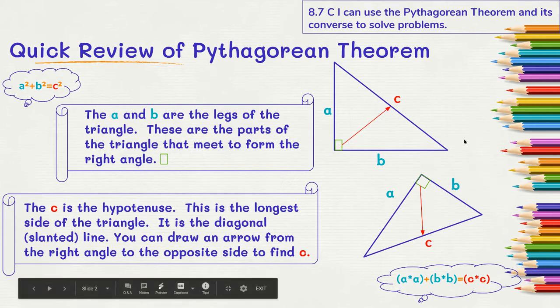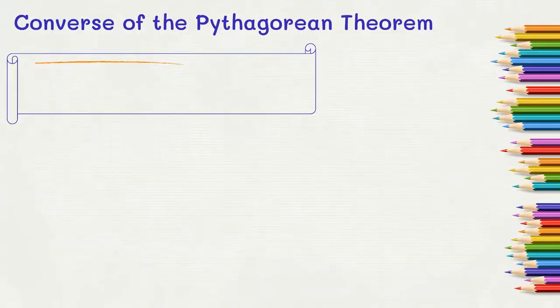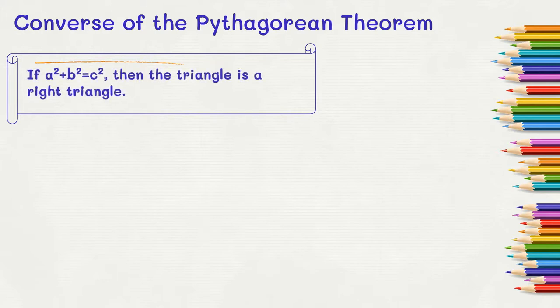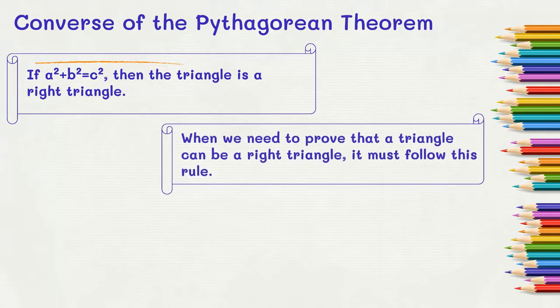So our Pythagorean theorem, we're looking at a times a, because a squared, plus b times b, equals c times c. And so that's something that we'll use when we're trying to work with the converse. So the converse of the Pythagorean theorem basically states if a squared plus b squared equals c squared, then the triangle is a right triangle. So we'll spend most of our time proving that, right? Proving whether or not something is a right triangle or not. So when we need to prove that a triangle can be a right triangle, it must follow that rule.